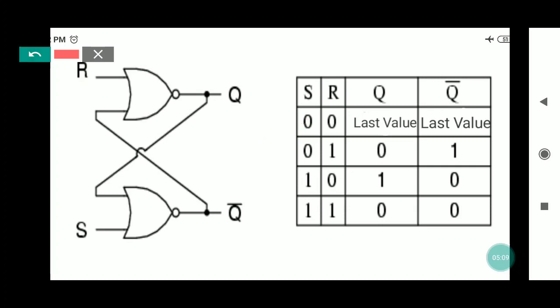Now consider the next case where R is 1 and S is 0. Okay, R is 1, S is 0. Under this condition, this NOR gate gives the fixed value because it will not depend upon the second input, because if I take 0 or 1, under both the conditions it will give 0 here. Okay, now this 0 comes here.